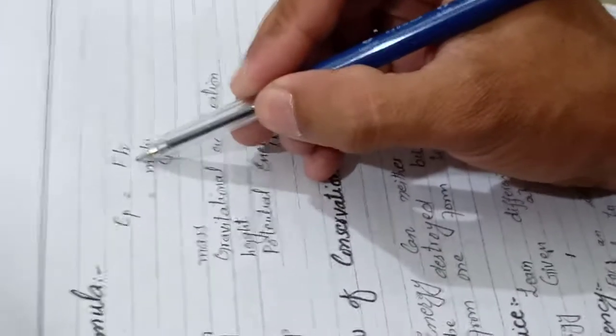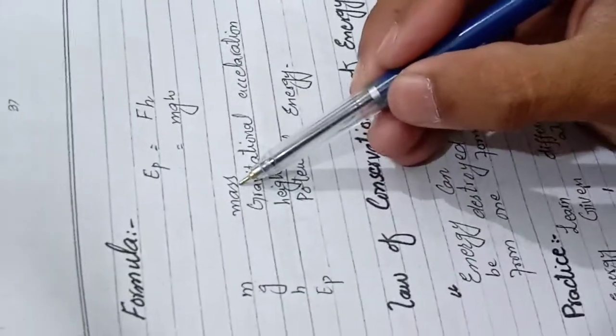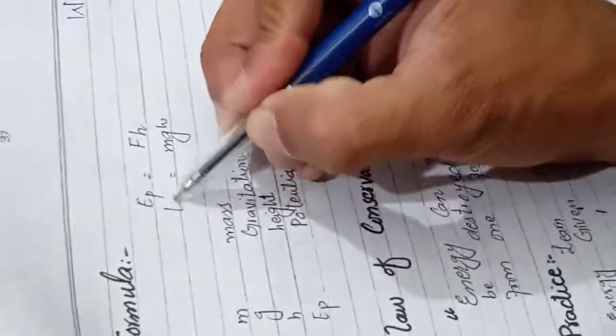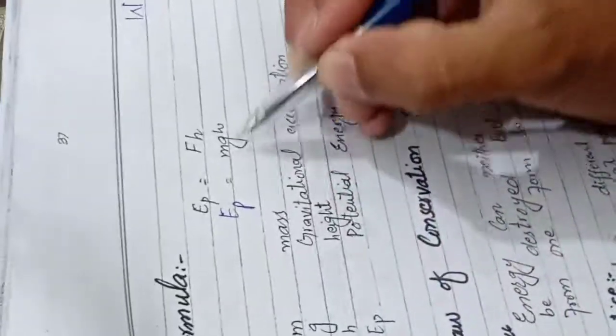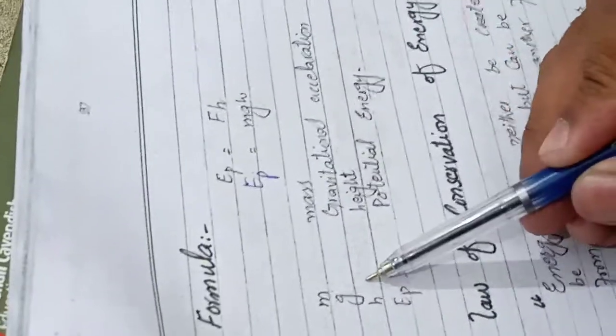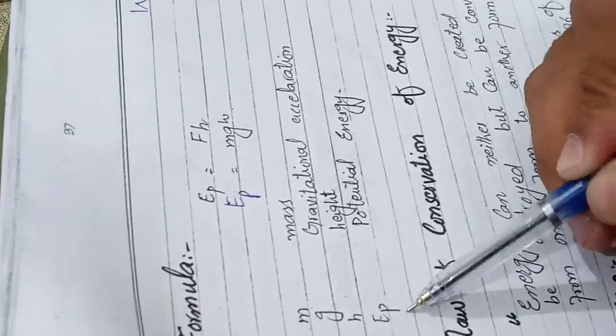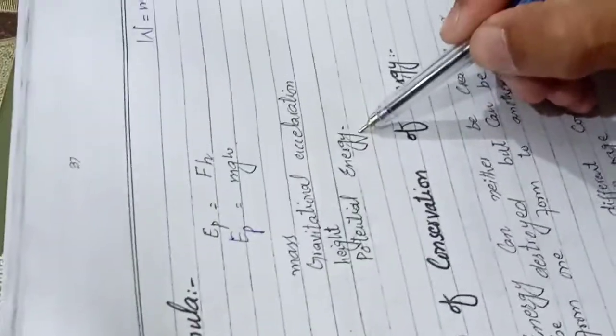The formula for the potential energy EP is equal to FH, and in our previous lectures on weight and mass we discussed that W is equal to mg. Therefore, we write the formula for potential energy as EP equals mgh, where m is the mass, g is the gravitational acceleration, h is the height, and EP is the potential energy.